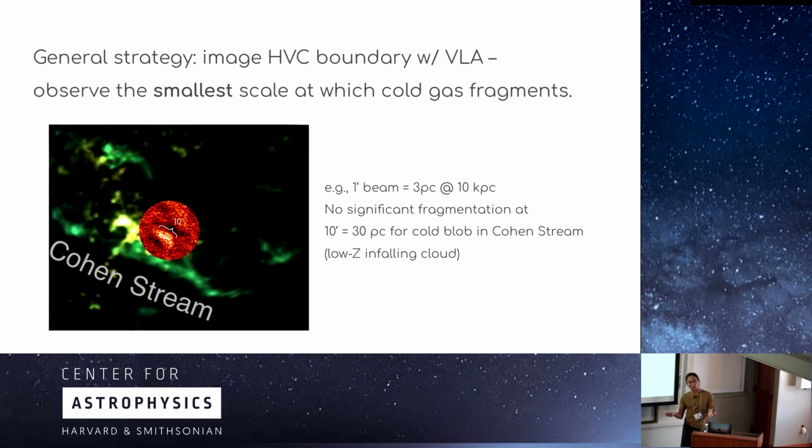So this is an example of what we might be able to do. The Cohen stream in particular is an interesting one because it's a low metallicity infalling cloud. So the cooling properties there are going to be different, which might inform whether or not it can fragment.